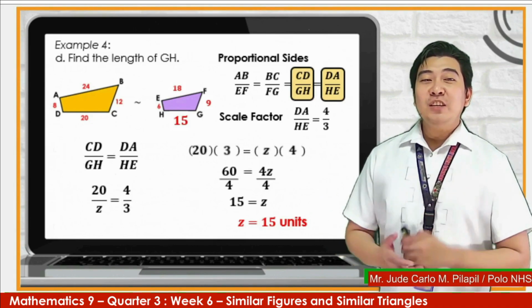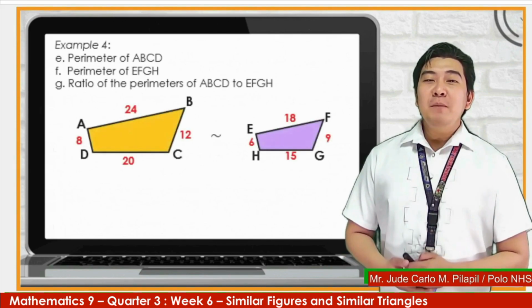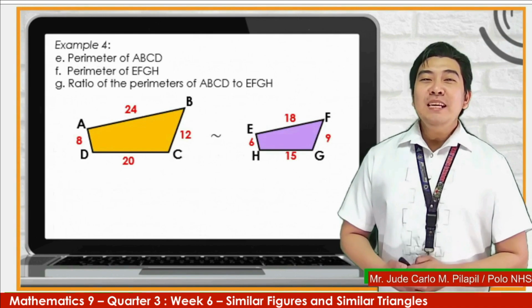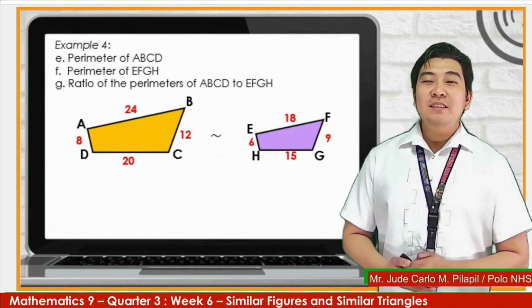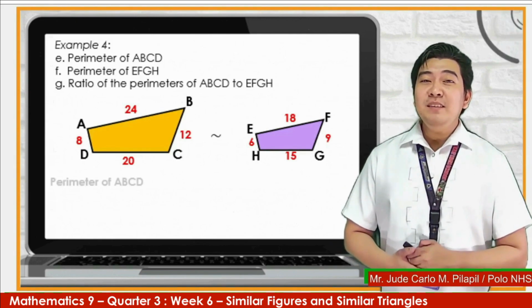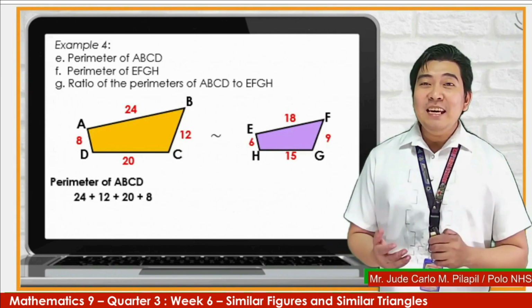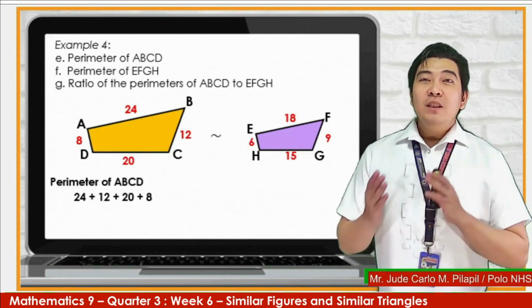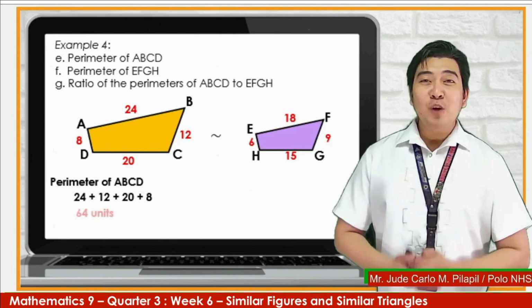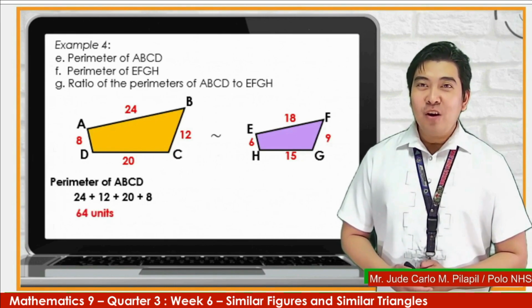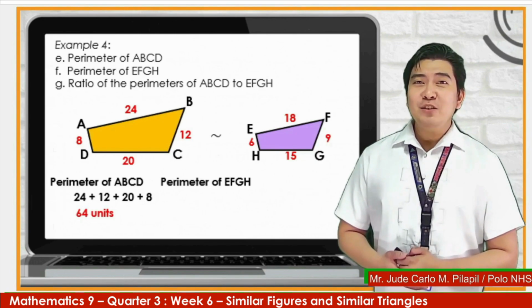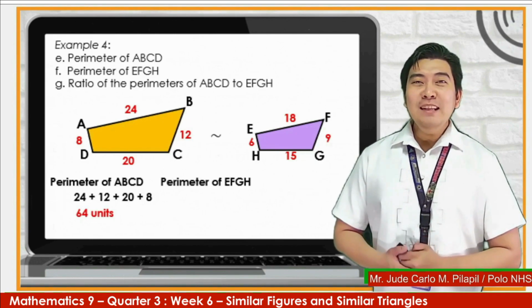For the next questions, we are asked to find the perimeter. To find the perimeter of any polygon, we need to add the measures of the sides of the following polygons. The perimeter of the quadrilateral ABCD is just adding 24, 12, 20, and 8. Adding them will result to 64 units. How about the perimeter of EFGH? What is your answer?